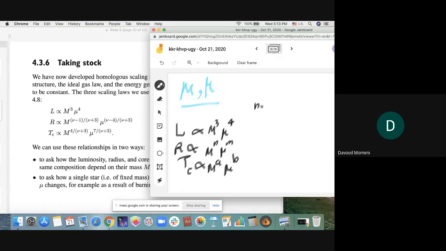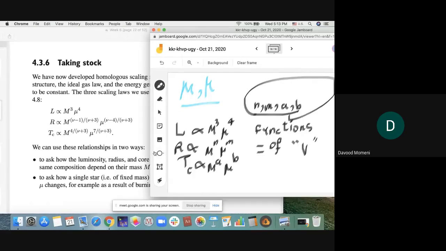So both n and m, a and b are considered functions of what? What was the argument of the functions? The argument of the function was m, n, and a and b were functions of v. V was the exponent which appeared in the energy generation equations.